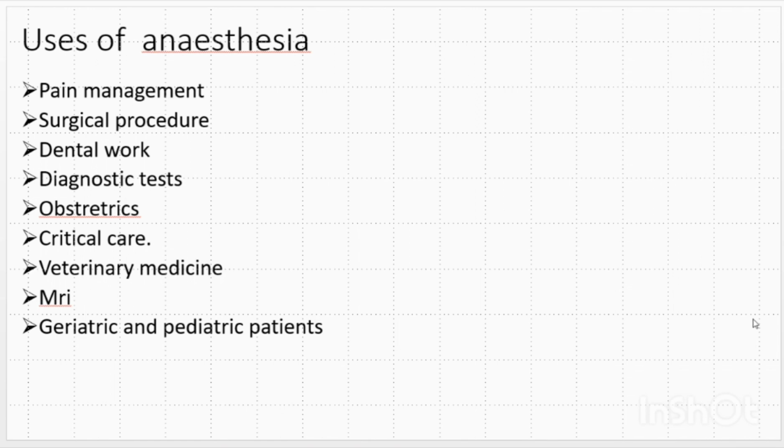In obstetric surgery, in vaginal or normal delivery, there is no need to give anesthesia. But in LSCS, in cesarean section, we will give spinal anesthesia, and the patient will not feel anything; the lower body will be numb. After 4 or 6 hours, according to the dose we gave, the patient's sensation will come back. So it is useful in obstetric surgery like cesarean section.